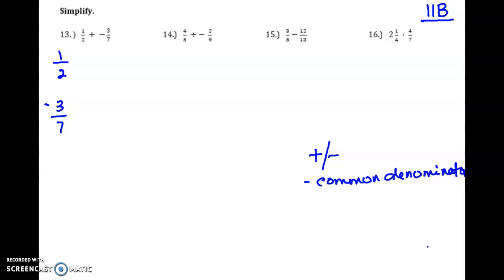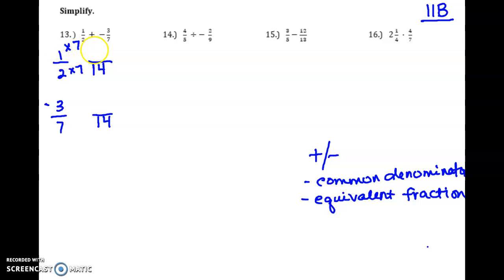I prefer to set mine up vertically because then when I get a common denominator, in this case it would be 14, it makes it easy for me to then come up with my equivalent fraction. So you have to get an equivalent fraction with the new denominator. 2 times 7 would be 14. So if you multiply the denominator by 7, you have to multiply the numerator. 1 times 7 is 7. So 7/14 is an equivalent fraction for 1/2.